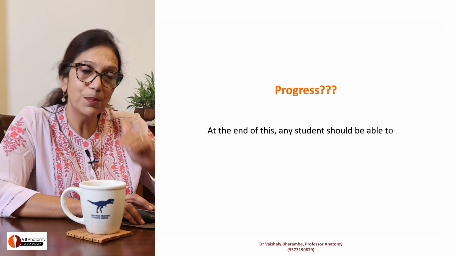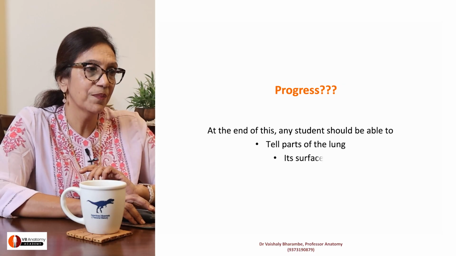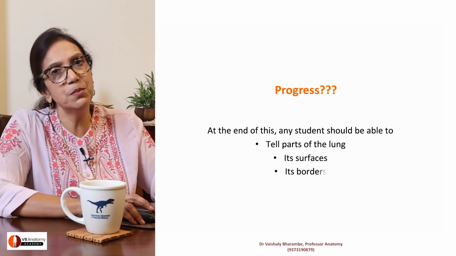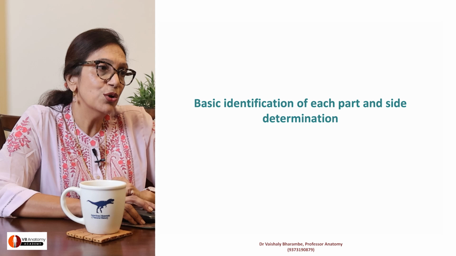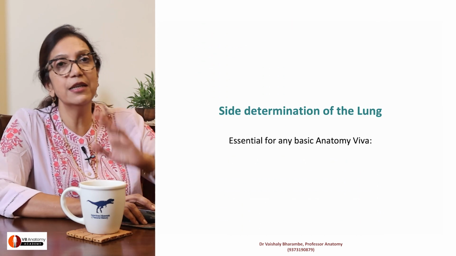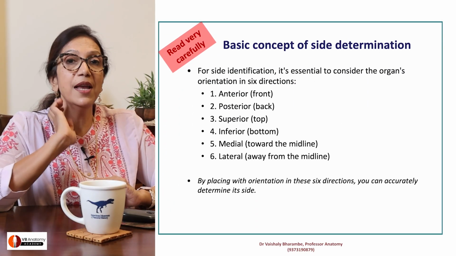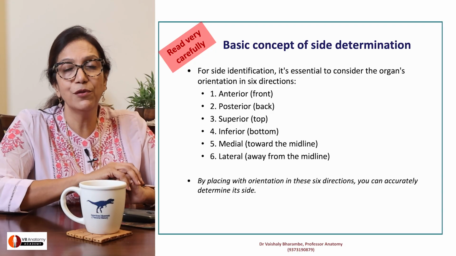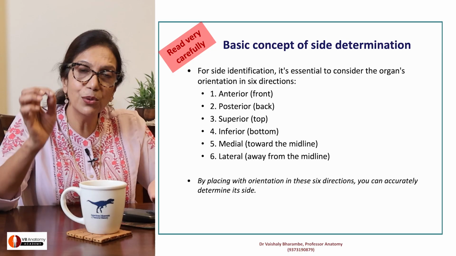So what is our progress, students? At the end of this portion, you should be able to tell the parts of the lung, its surfaces, its borders. You should be able to tell this much. So, basic identification of each part and side determination. Let's determine the side of the lung now. This is very basic for any anatomy viva. If you cannot do this, then there's no point in knowing more details of the lung. So you have to know the side.